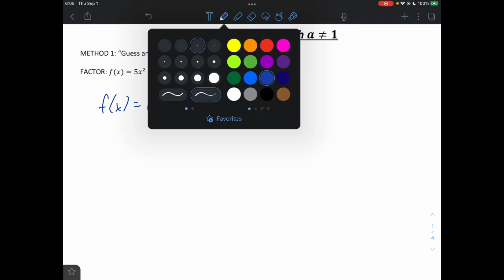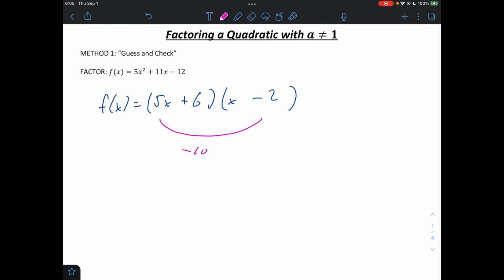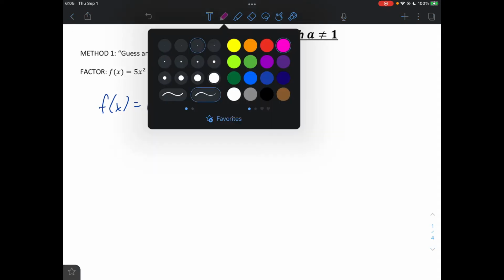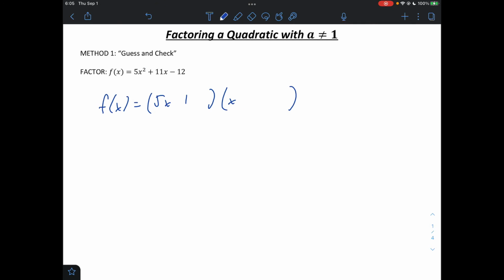All right, so let's try this one now. That would be negative 10 and 6. There's no way that's going to give us 11. So we just start taking some more guesses here. How about plus 3 minus 4? So that's going to be negative 20 and plus 3. That's negative 17. So that's not going to work.